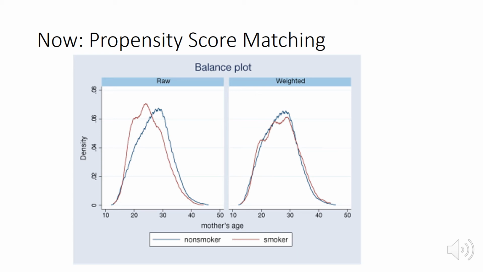If we have an even number of cigar smokers in the young group as we do the old group, then we can rule out the influence that age has.